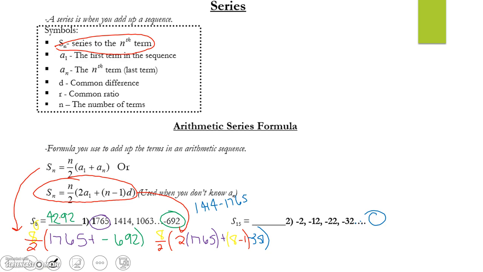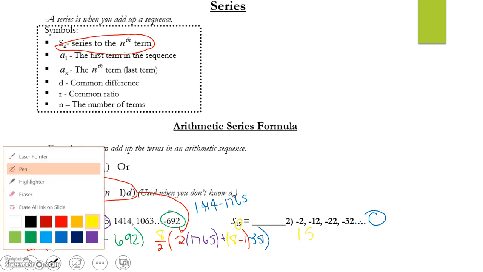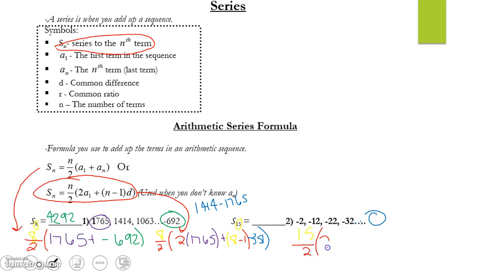So n divided by 2, where n in this case is 15 this time, and then 2, a sub 1. A sub 1 is negative 2, plus n minus 1, where n is 15, and then the common difference. The common difference in this case is the second term, negative 12, minus the first term, negative 2, and that comes out to negative 10.